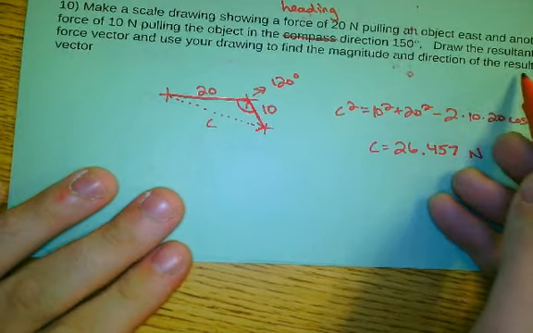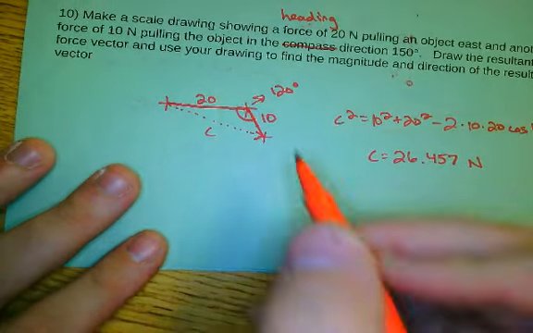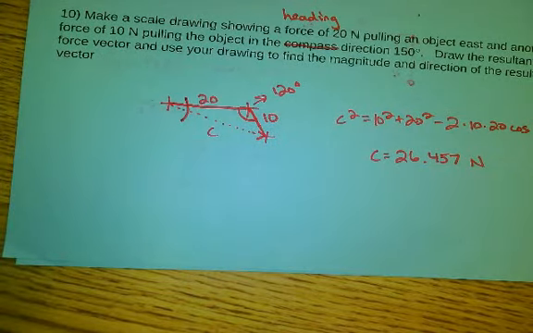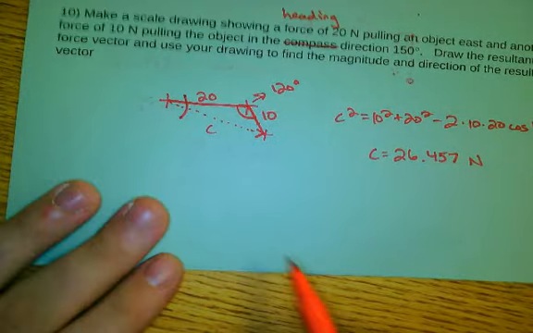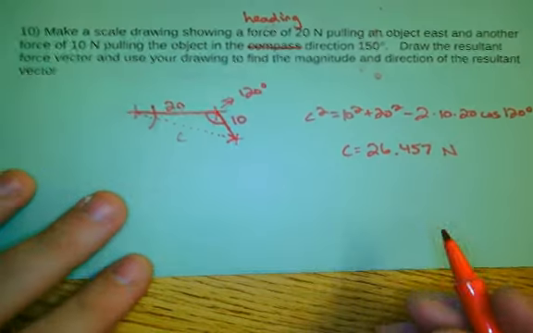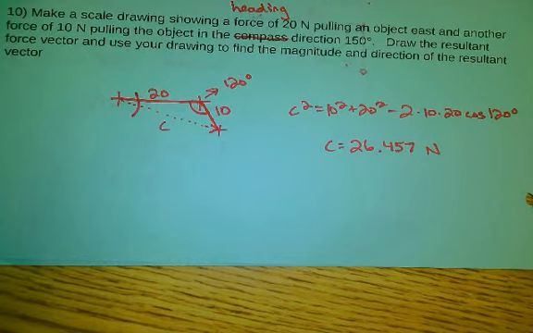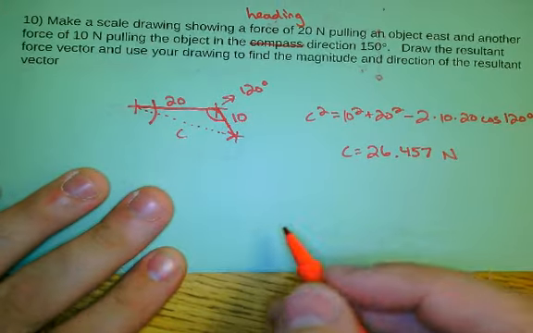Okay, so now we want to find the direction. The direction's always from the starting point. So I want to find that angle right there. How do I find this angle right here? Because that's my direction. Law of sines. What is my law of sines?